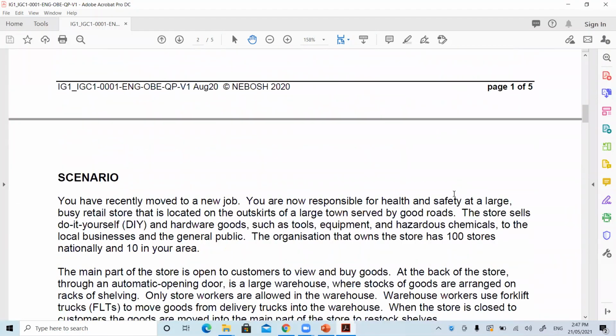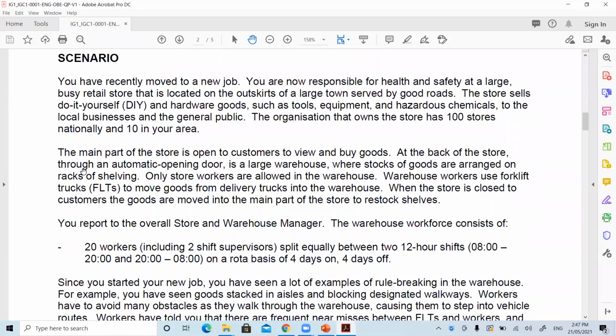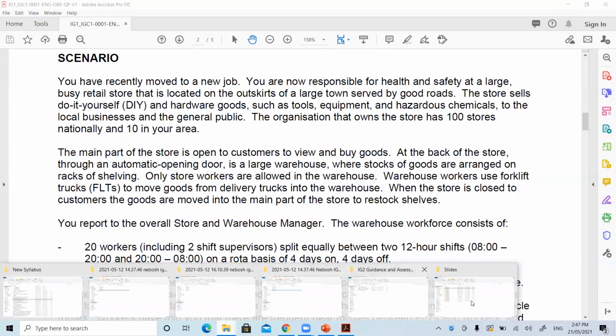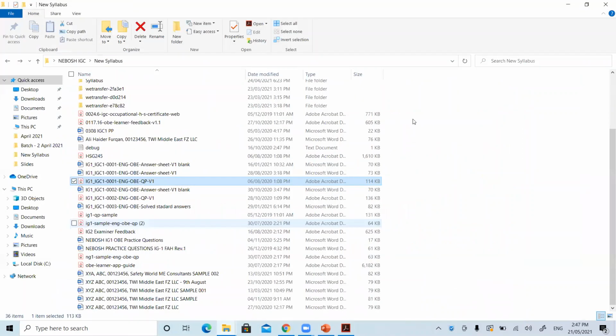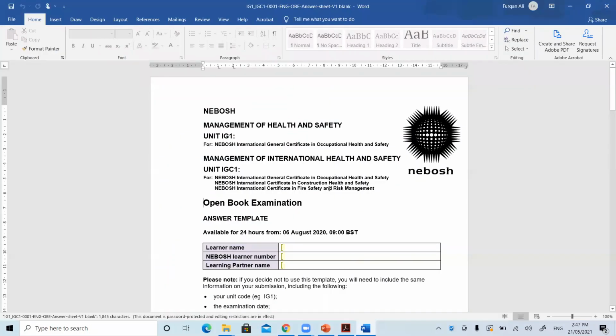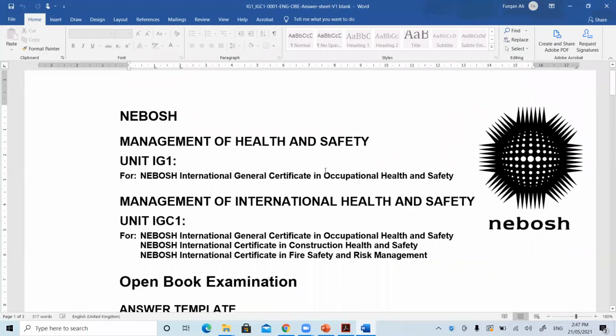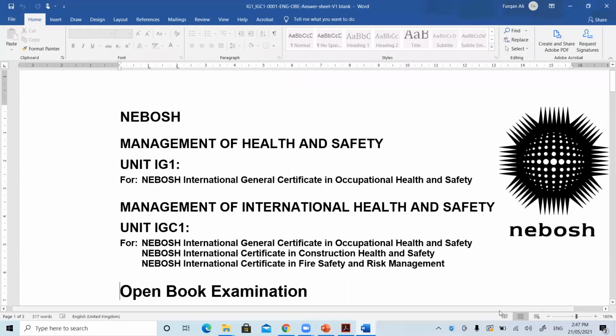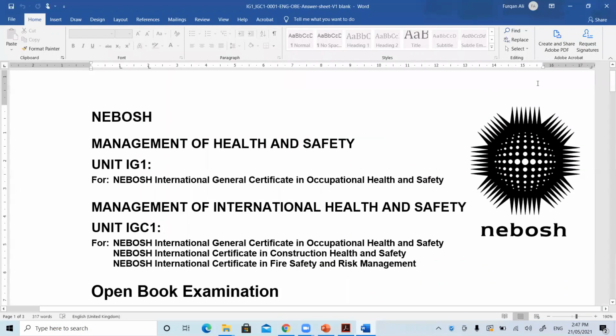Now, this is the scenario. But before we go to the scenario, let me just show you the answer sheet template. The answer sheet template was also given to you guys. So this is the answer sheet template. This is the template which you will use to answer. Do not use any other template, unless you follow the NEBOSH guidelines.